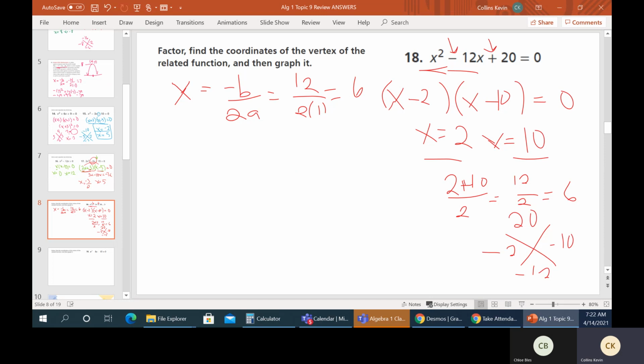Okay, so the last thing we want to do to figure out the vertex is plug in 6 every place we see x. So let's do that over here. We're going to have 6 squared, and then minus 12 times 6, and then plus 20. All right, so 6 times 6, that's 36. 12 times 6 is 72, so negative 72, and then plus 20. And again, use your calculator on those if you want.